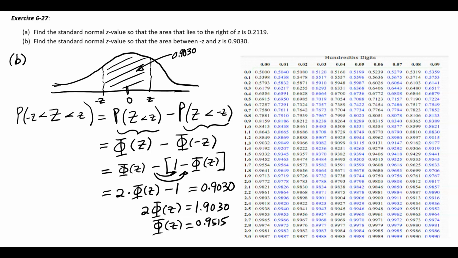So remember, phi of z gives us the values in the normal distribution table. So let's go to the table and try to find where 0.9515 is. You will find it at 1.66. So the z-score that's associated with 0.9515 is z equal to 1.66.